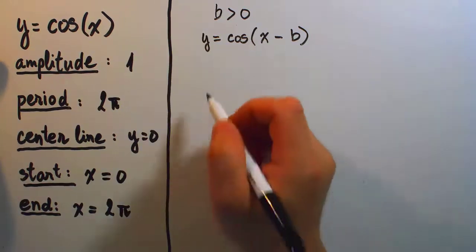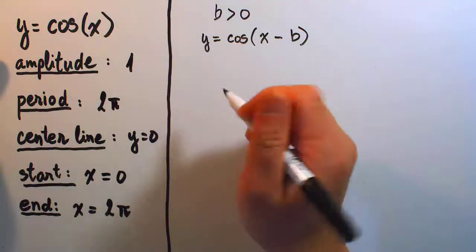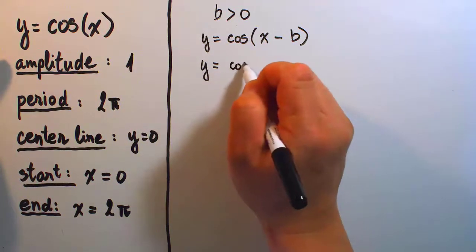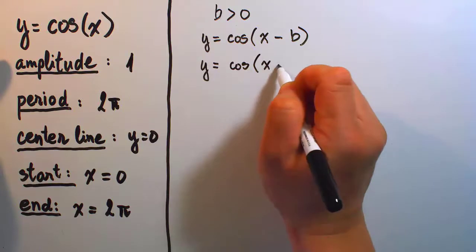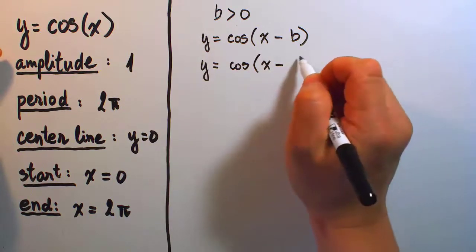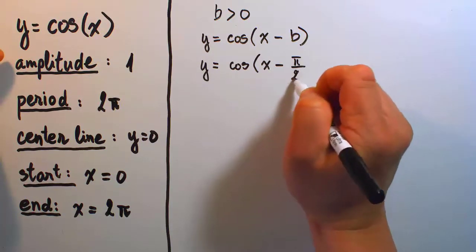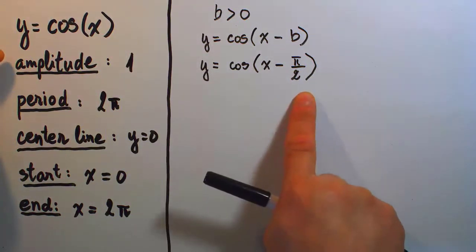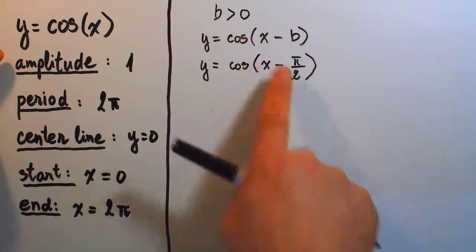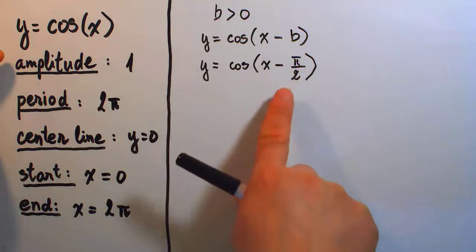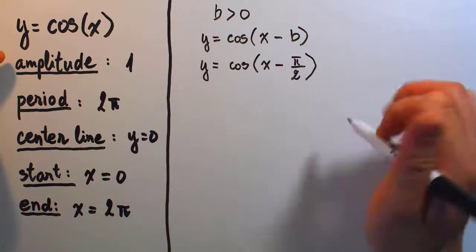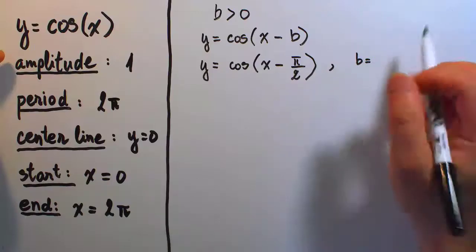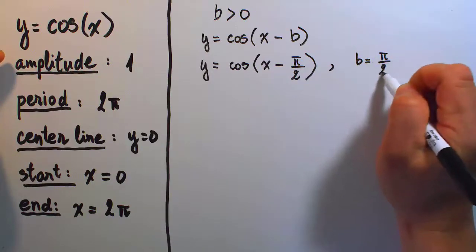And so the example we want to look at here for our first demonstration is y equals cosine of x minus pi over 2. Before we move on any further, once again, here we need our b value to be positive. So in this setting, x minus pi over 2, we can quickly recognize that our b value in this problem is the pi over 2, positive pi over 2.